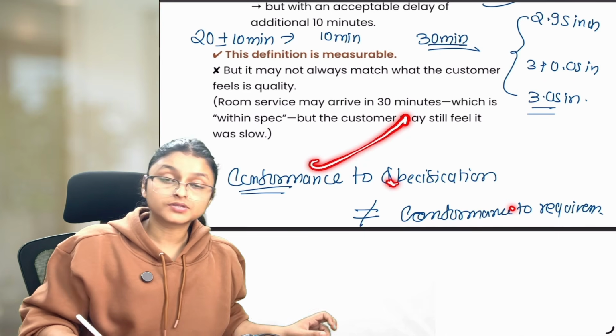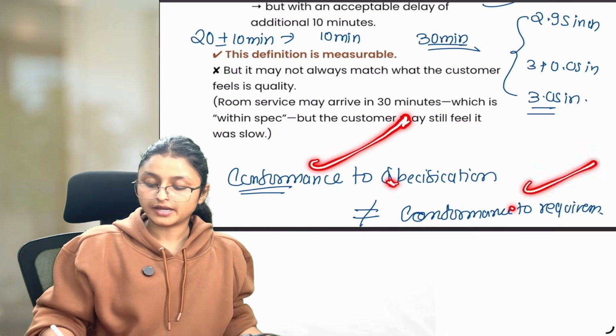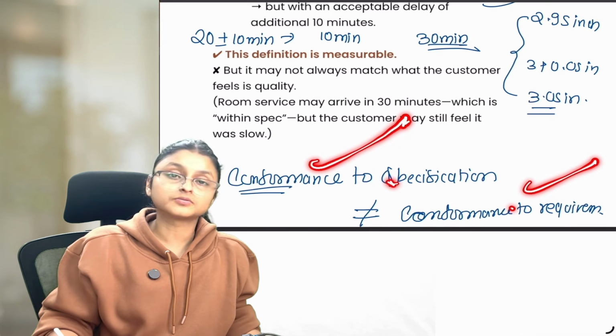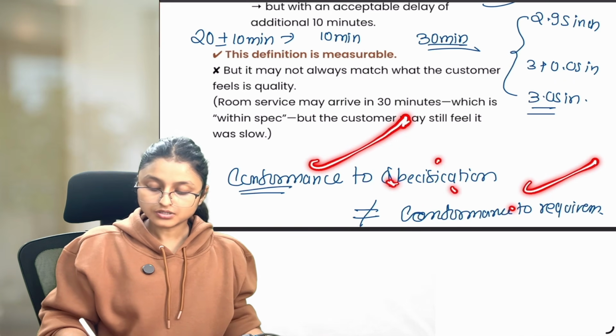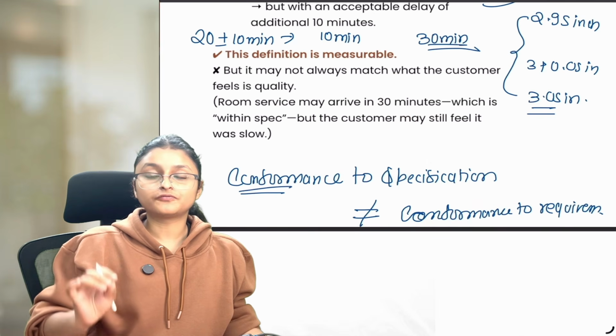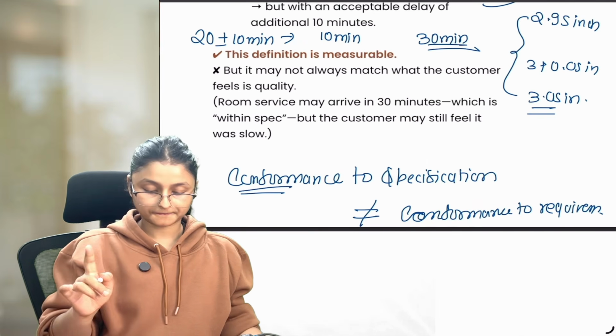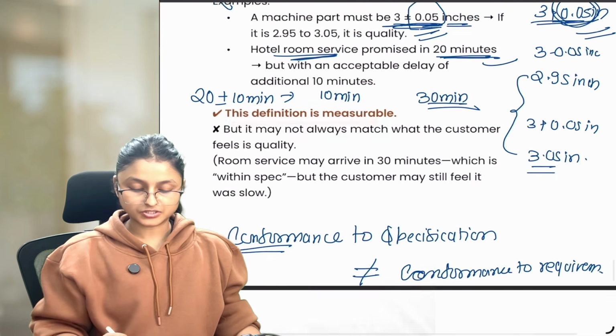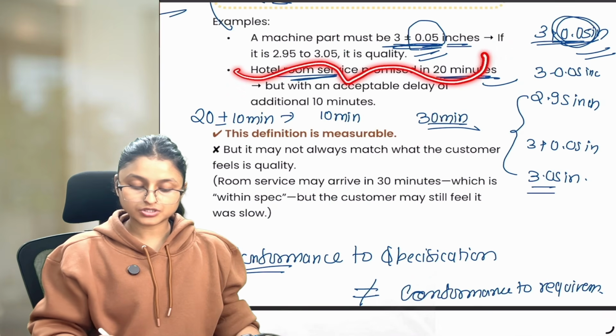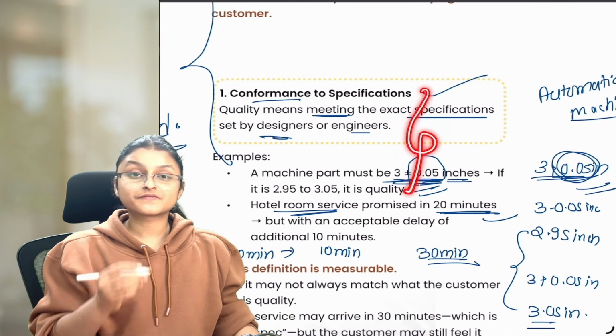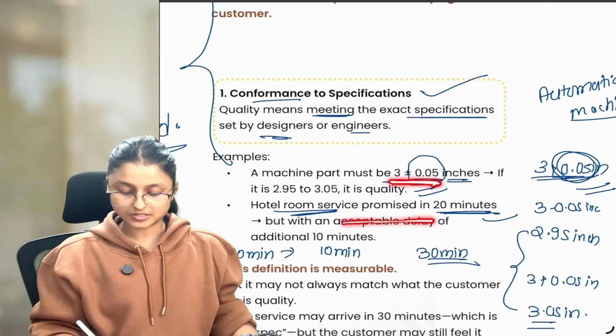Here we are focusing only on the standard set by the organization, and here we are focusing only on what the customer wants. So it is not necessary that both are fulfilled together. This definition is measurable, right? So here we can measure whether conformance to specification is achieved or not, as we have seen here.